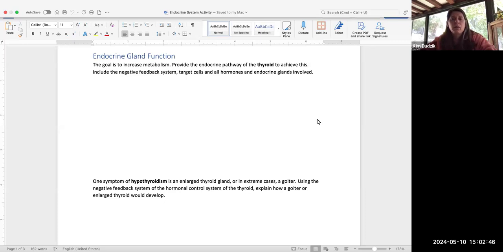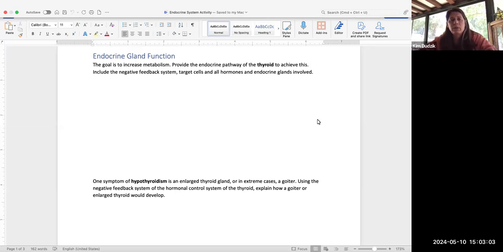Okay, so you need to know the organ that's releasing the hormone. You need to know the hormone itself, and then you need to know the target tissue. There might be several steps to that until we finally reach our goal here, which is metabolism.